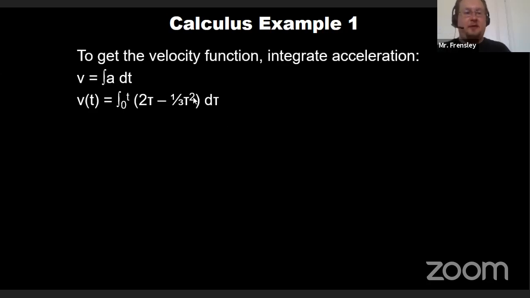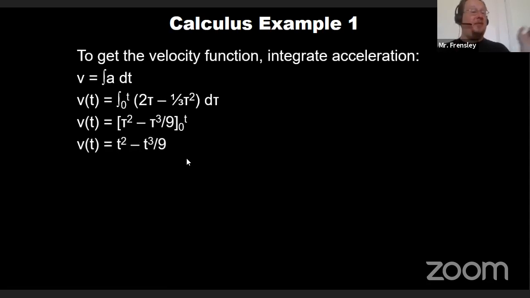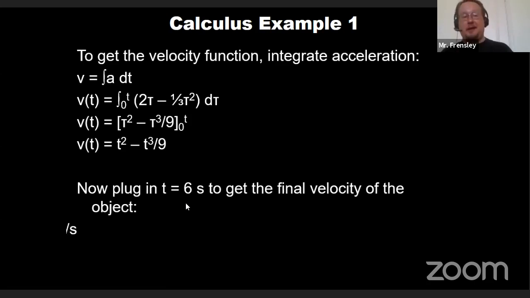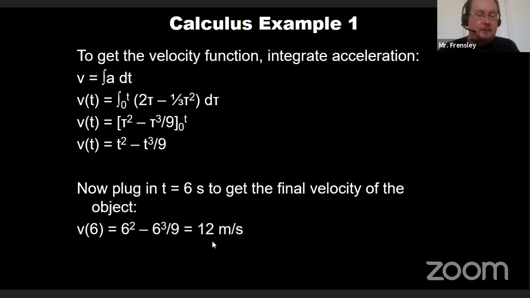So what's the antiderivative of this? The antiderivative of 2t is t squared. The antiderivative of 1/3 t squared is t cubed over 9. And now I'm going to plug in the limits t and 0. Plug in 0, you get 0. Plug in the limit t, and you get t squared minus t cubed over 9. Now that's the velocity as a function of time. I'm going to need that for the last bullet point, okay? But for the second bullet point, I'm just going to plug in time equals 6. So how fast do you go when acceleration quits? Plug in time equals 6, and you get 12 meters per second.